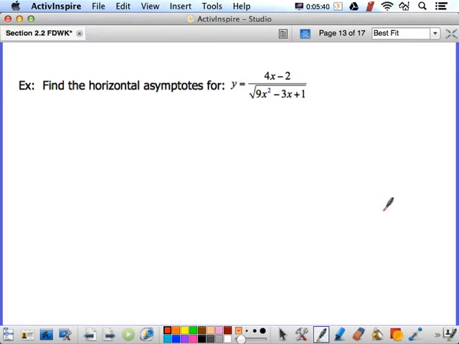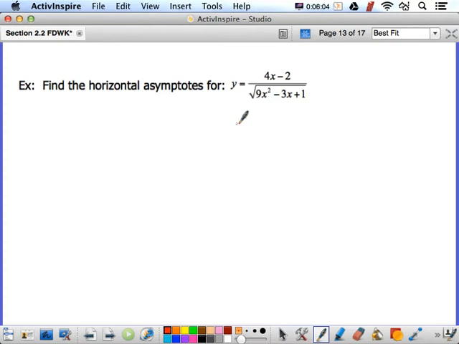This was the one I promised you earlier we would talk about today. What if we have y equals 4x minus 2 all over the square root of 9x squared minus 3x plus 1? In the case that you have a square root, like in one of your problems, you do have to take into account what the square root does to the highest power, but only the highest power.